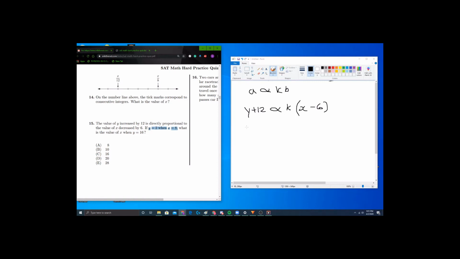So when y equals 2, so 2 plus 12, proportional to, or because we already have our k, we can simply say equal to k times x, which is 8 minus 6. So 14 is equal to 2k, because 8 minus 6 equals 2. k is going to be equal to 7.